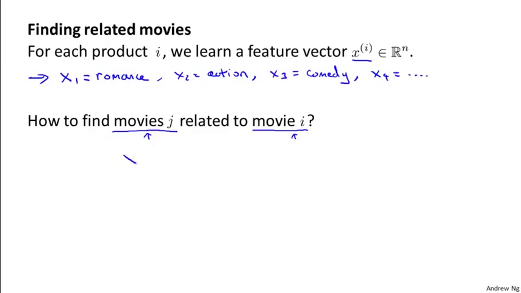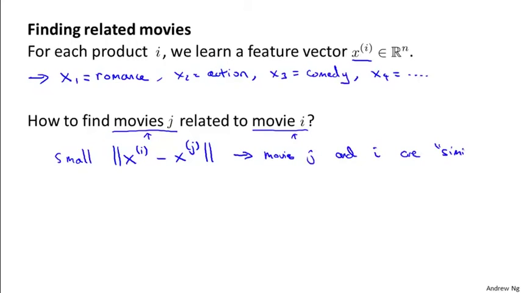In particular, movie i has a feature vector x^(i), and so if you can find a different movie j so that the distance between x^(i) and x^(j) is small, then this is a pretty strong indication that movies j and i are somehow similar, at least in the sense that someone that likes movie i may be more likely to like movie j as well.